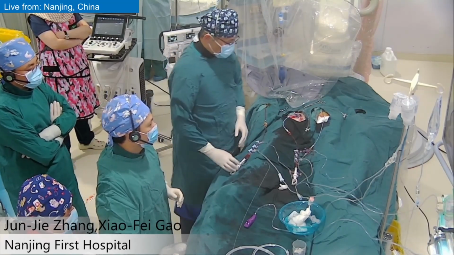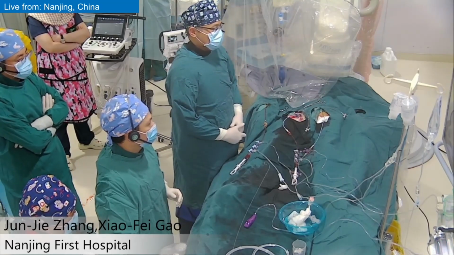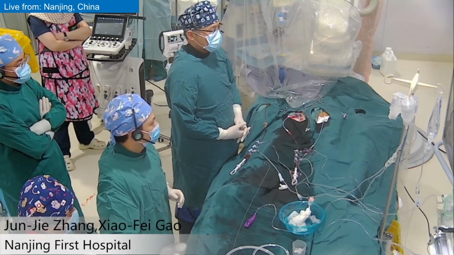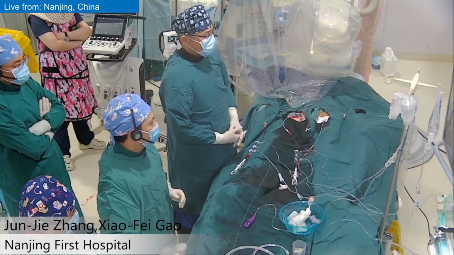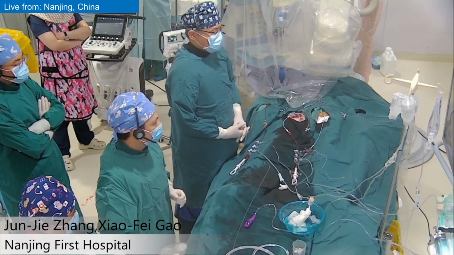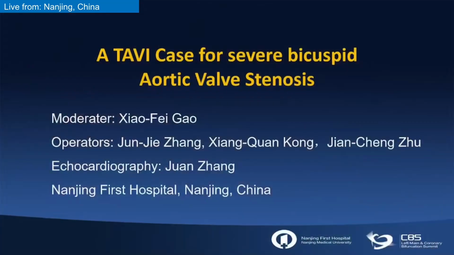Okay, my dear friend, so this is Dr. Junjie Zhang from Nanjing First Hospital. In the next 1 hour, we will do a TAVI procedure for a typical BAV case with severe aortic stenosis. So let me introduce my team. On my right side are Dr. Kong Xiangquan and Dr. Zhu Jiancheng. So today, let me introduce my case information. Can you show me the slides?